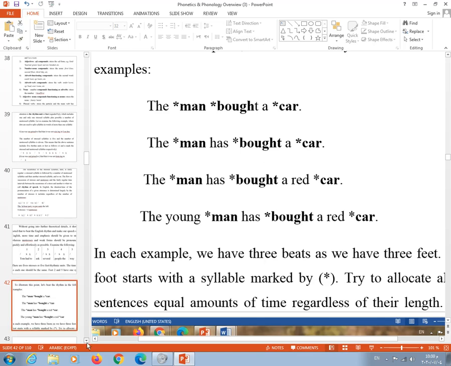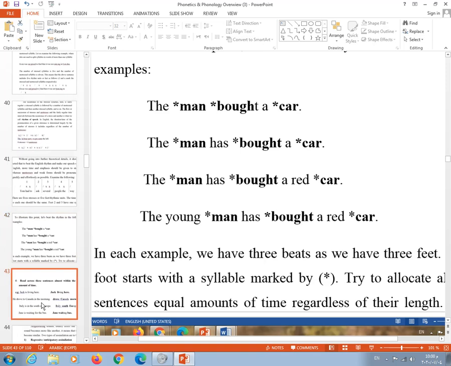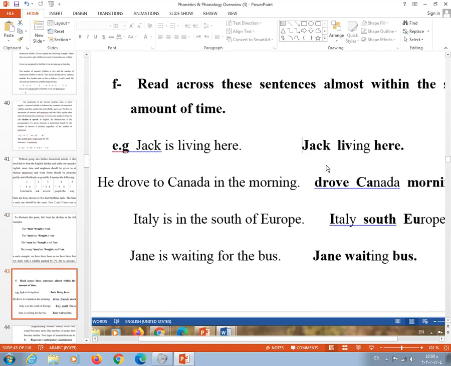Let's move to another area. Yes, read across here. Jack living here. If you add other words, it doesn't change the time limit or the timing. Okay, Jack is living here. Jack living here. Drove Canada morning: he drove to Canada in the morning. Italy South Europe: Italy in the south of Europe. Jane waiting bus: Jane is waiting for the bus. Okay, and so on. Please play this game.